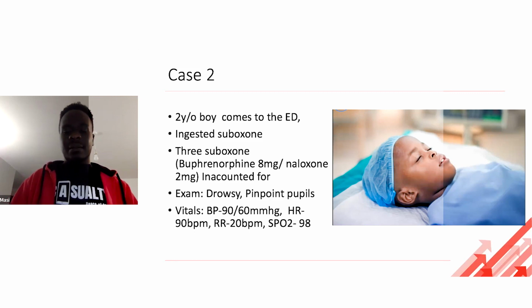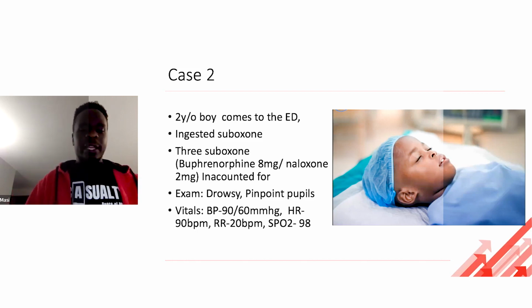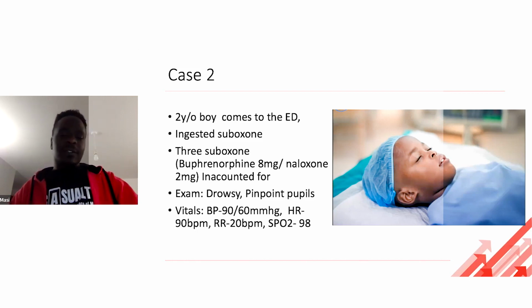So essentially, this was a boy who came in drowsy, was brought in by the father, and the father said that he's been struggling with opiate addiction and has been on Suboxone. According to the father, he turned back for a moment and the child grabbed some of the Suboxone and took it while he wasn't looking. The unaccounted for Suboxone is essentially 3 tablets, the components of which are noted in the presentation.